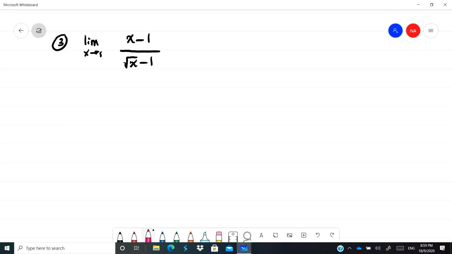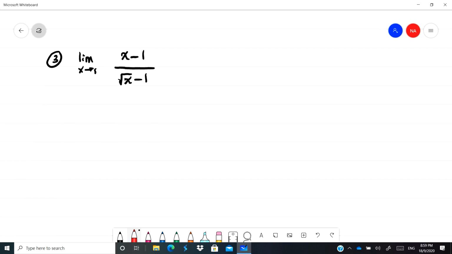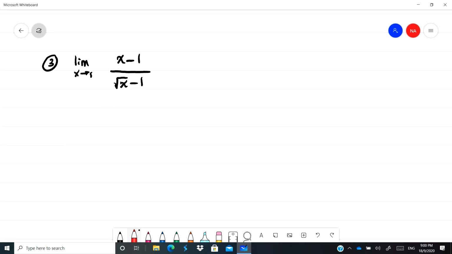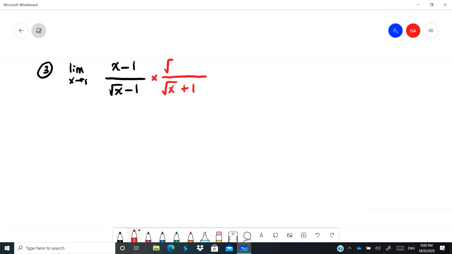Next one, we have this type of function. If you try to substitute the value of x with 1, you'll get the 0 over 0 case. So what you have to do is multiply with the conjugate. Previously, in my video on solving this 0 over 0 case using factorization, you can also solve this using factorization, but now you can use the conjugate. The conjugate is the part at the denominator, square root of x plus 1, so you have to write the same thing at the numerator, square root of x plus 1.